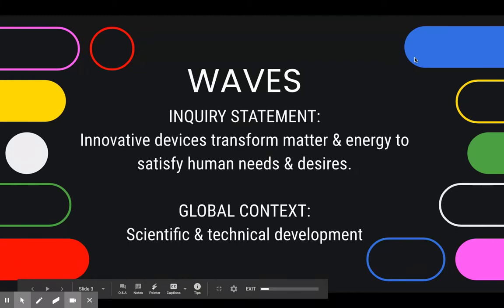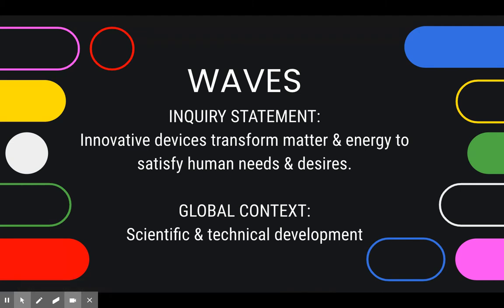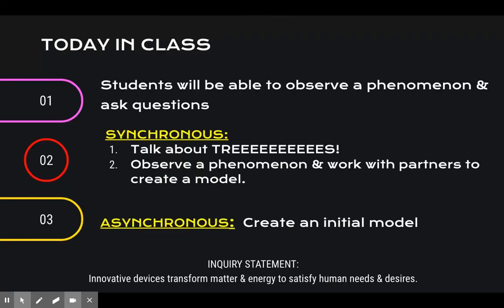So I want to go over the inquiry statement before we get started so that you are aware of what's happening. Okay, so for waves, our inquiry statement is innovative devices transform matter and energy to satisfy human needs and desires. By the end of this unit, not only will you know what that means, but you will actually be able to make an innovative device. Our global context is scientific and technical development.